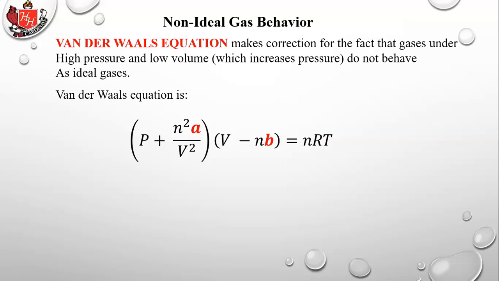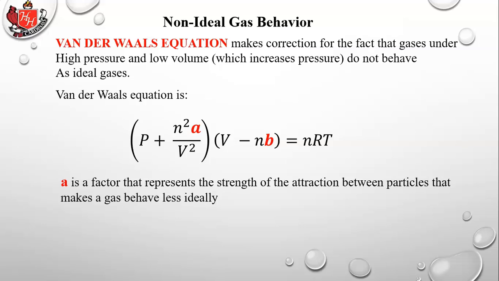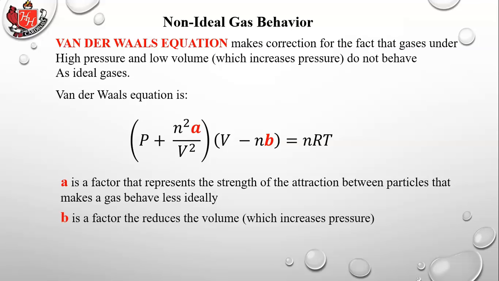You notice what it fundamentally is: PV equals nRT. The nRT on the right is just like the ideal gas law. On the left, though, you have a lot of other things mixed in with the PV. A is a factor that represents the strength of the attraction between the particles that makes a gas behave less ideally. If the particles want to stick together, they're not going to behave like an ideal gas. They're going to start to behave like a liquid or even a solid if they really want to stick together. B is a factor that reduces the volume, which increases the pressure.